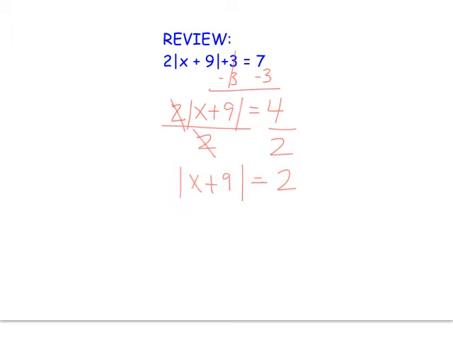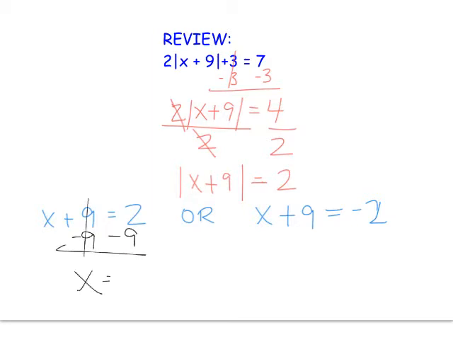Next, we make two problems. Remember when we make these two problems that in the first one we just drop the absolute value bars and keep all the signs the same. And in the second one we change the signs of everything that comes after the equal sign. Now we solve each of these two equations. So subtracting 9, we get x is equal to negative 7. Subtracting 9 again, we get x is equal to negative 11.